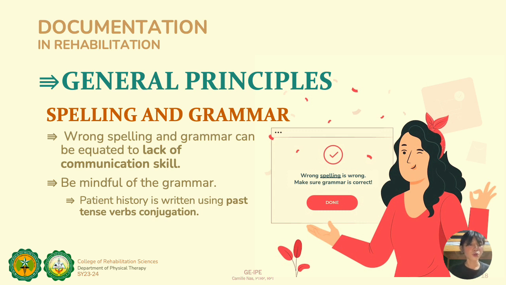Spelling and grammar. So, wrong spelling and grammar can be equated to lack of communication skill and lack of professionalism, no? So, be mindful of your grammar. Patient history is used with past tense verb conjugation since it has already happened, no? It has already happened, so dapat past tense na siya. If it's not in the past tense verb, assume natin na it still happens, no, or it is still happening. So you have to make sure that the grammar is correct.